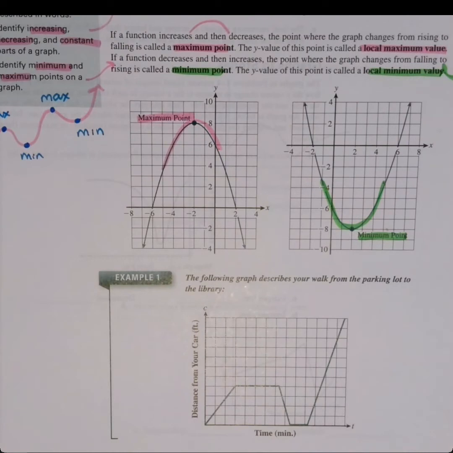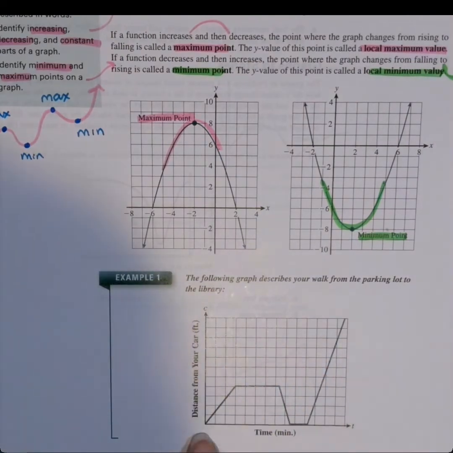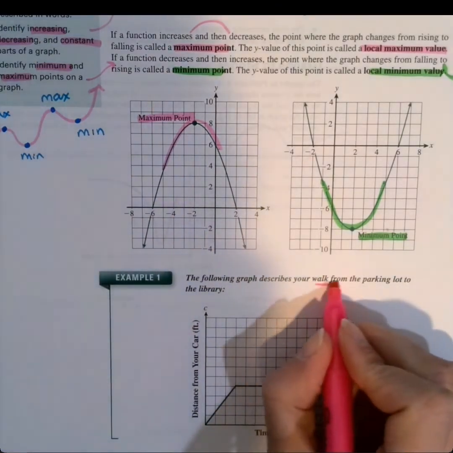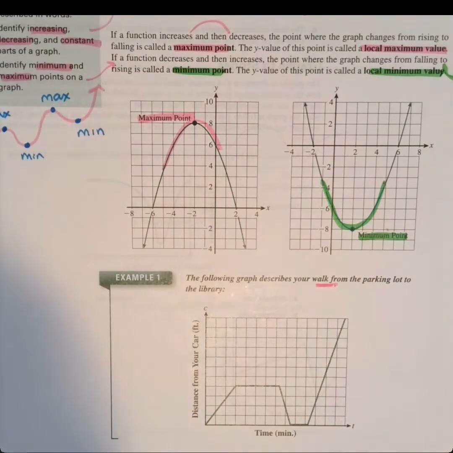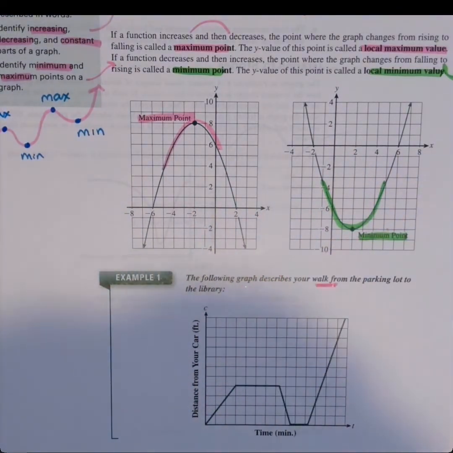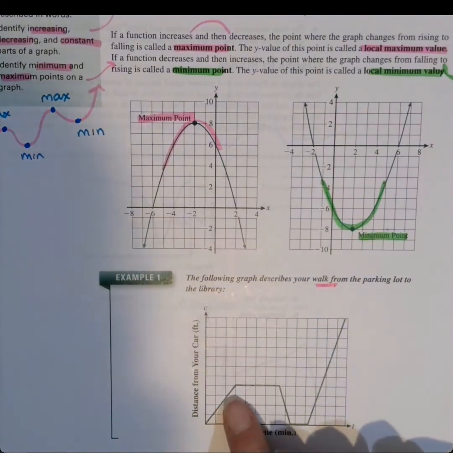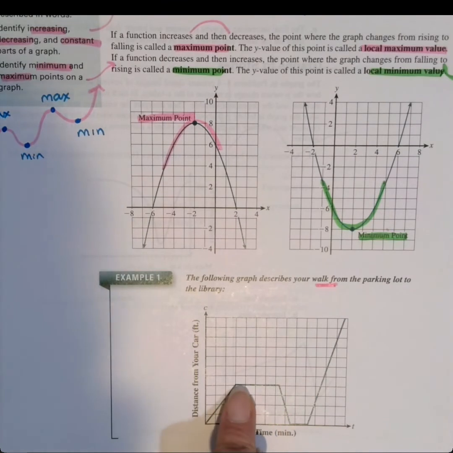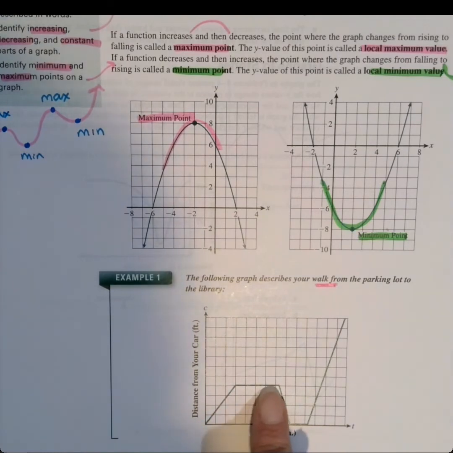Okay, so this is a situation about walking from a parking lot to the library. So this is my distance from my car. This is the time in minutes. So what I can see happening here is that I'm walking away from my car at a steady pace, and then the distance away from my car stops getting larger. So for this entire part, it's constant. If the distance is constant, it means I'm not moving.